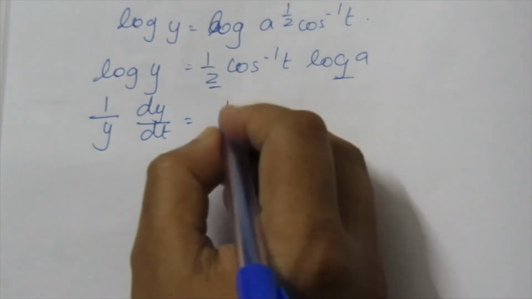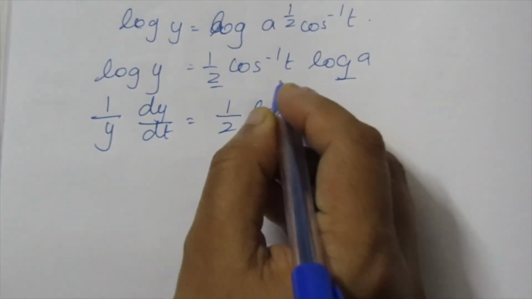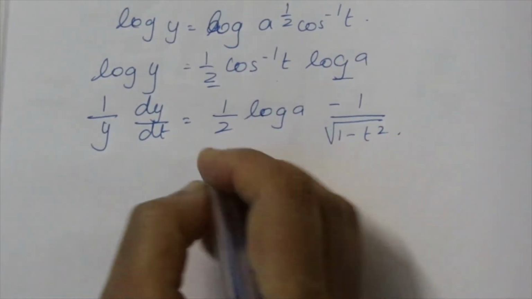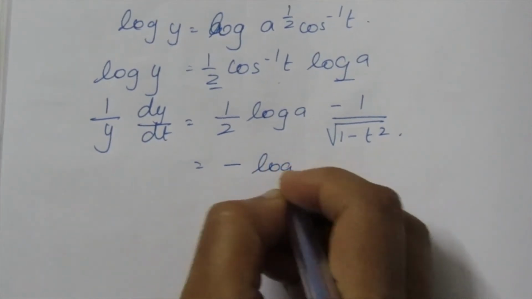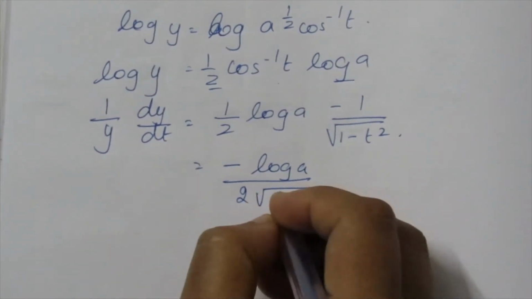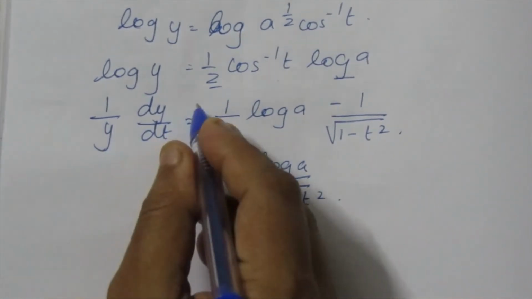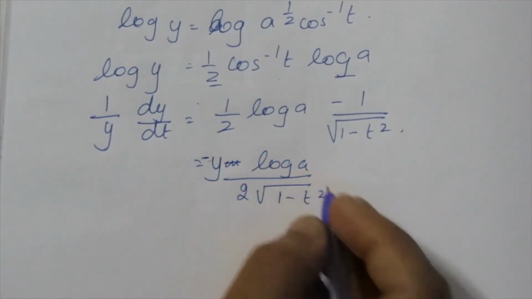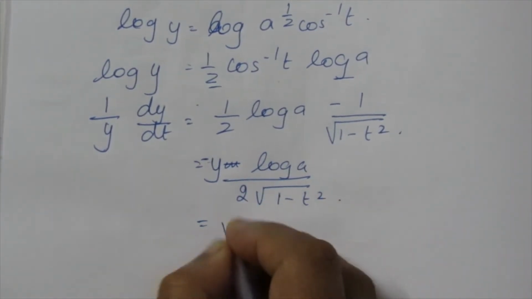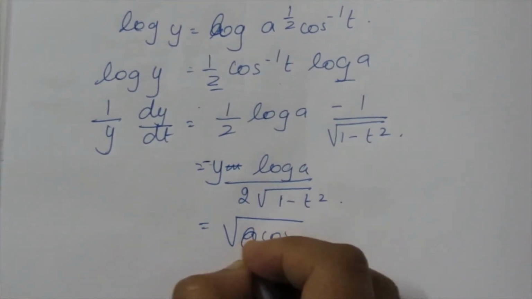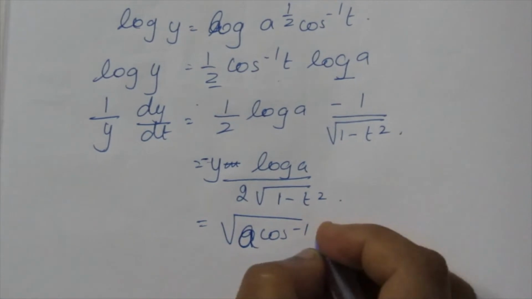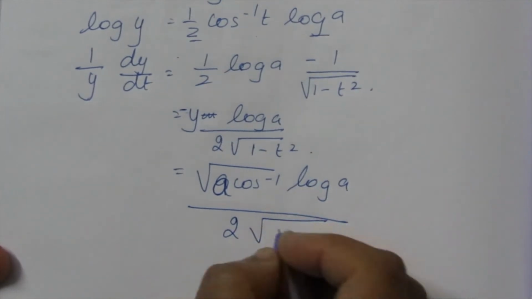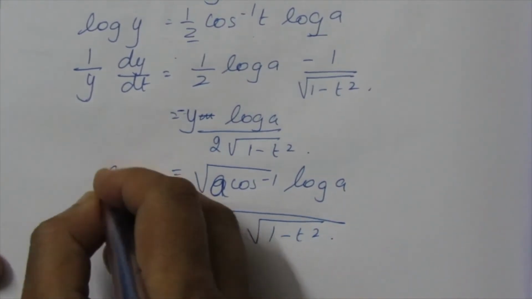here half log a is a coefficient. So I am writing it as it is. Cos inverse t will become minus 1 by root of 1 minus t square. Now this is minus log a by 2 root of 1 minus t square. So bringing y to this side, it comes as a multiply. So minus y into log a. Y value we know that it is root of a power cos inverse t, log a by 2 root of 1 minus t square. So this is your dy by dt.